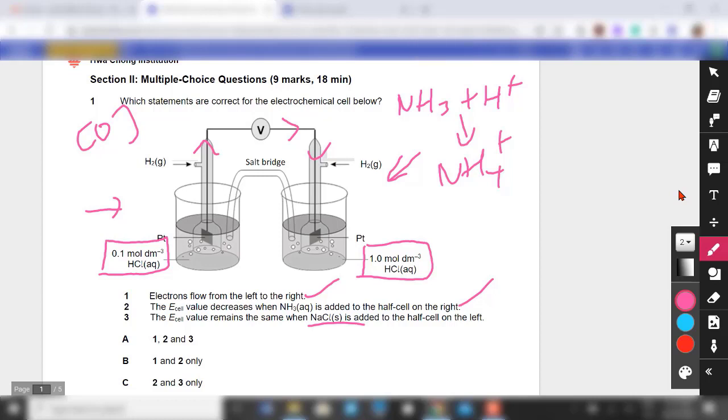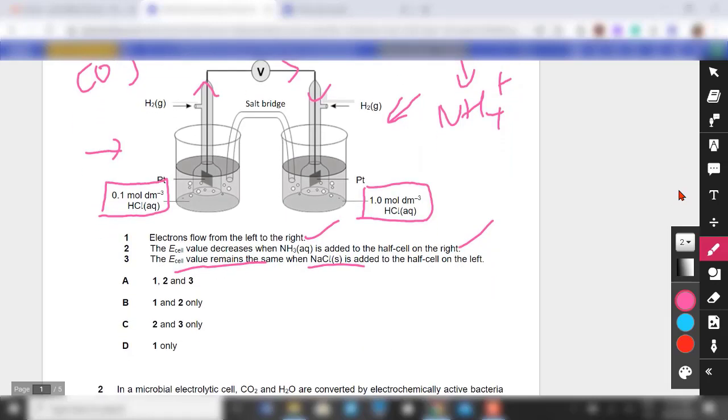You remain neutral. There won't be any shifting of position or equilibrium because HCl is a strong acid that ionizes completely. So if sodium chloride is not going to do anything, there's no change in the reduction potential value on either side, so I would expect the E cell to remain the same. With that, option A seems to be the most viable option that I will pick for question 1.